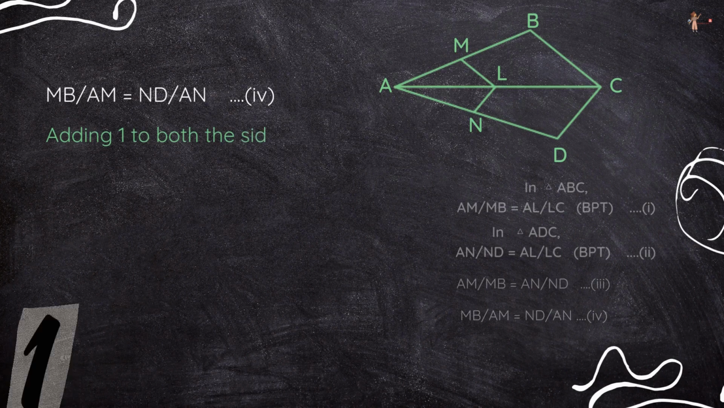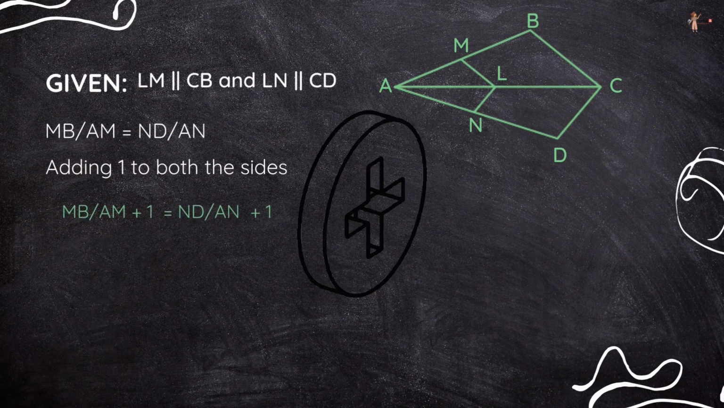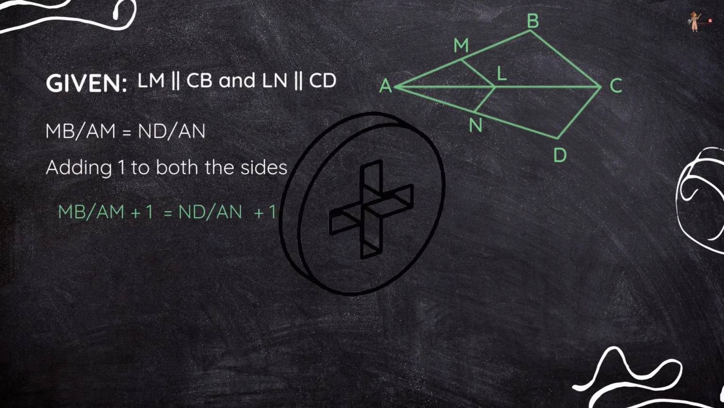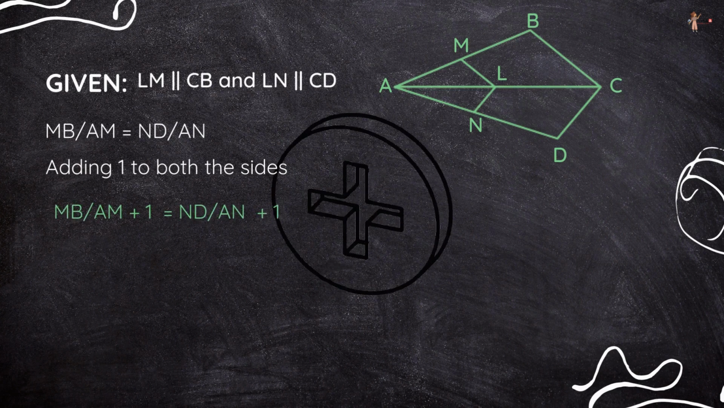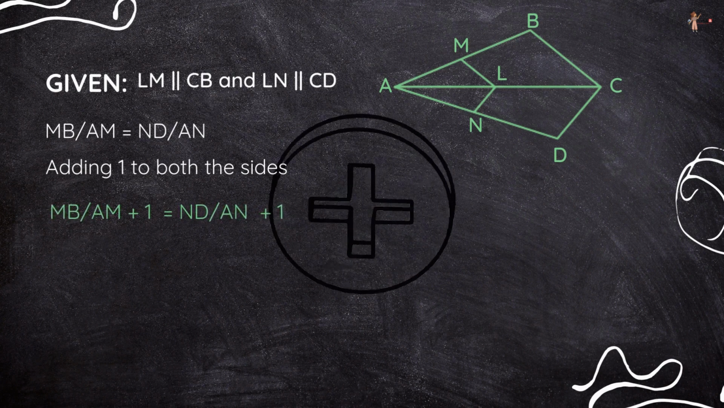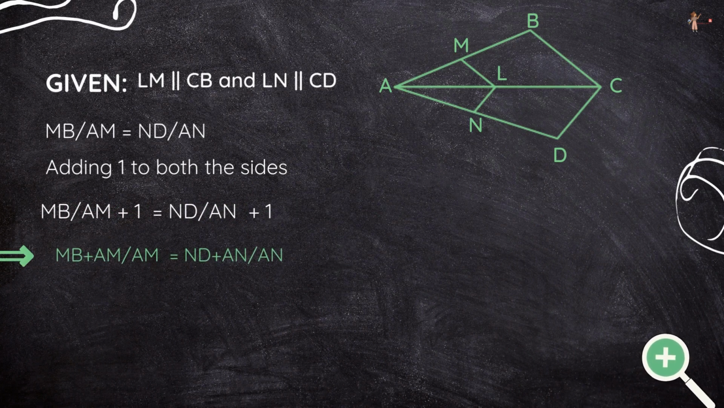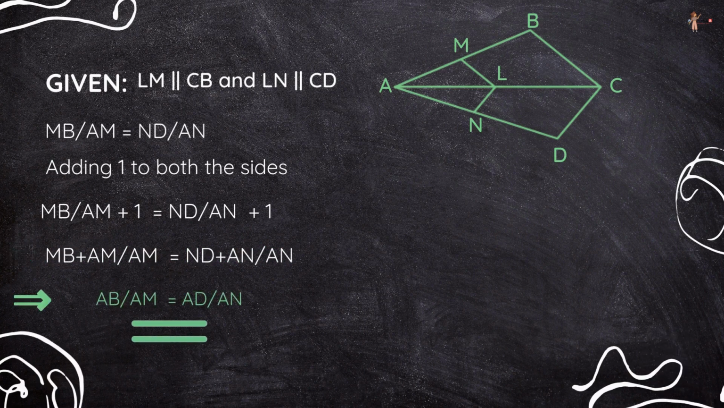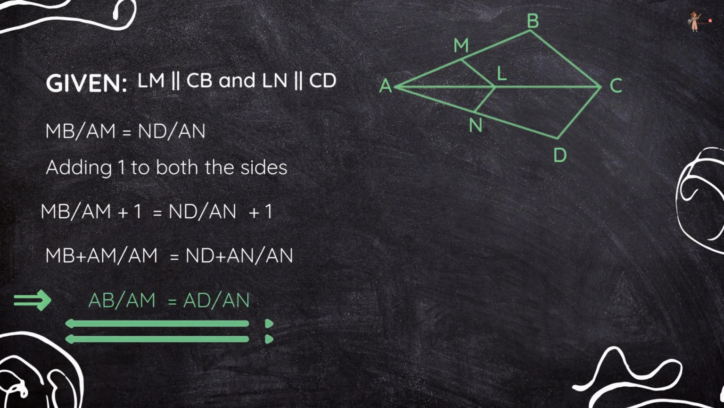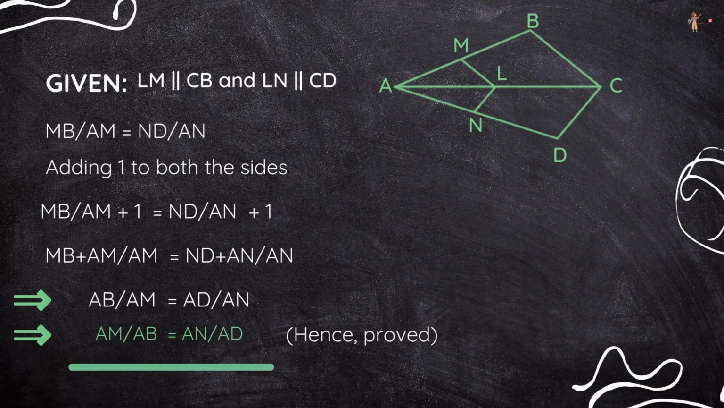Now let's add 1 to both the sides. We get MB upon AM plus 1 is equal to ND upon AN plus 1. Thus we get MB plus AM upon AM is equal to ND plus AN upon AN. So AB upon AM is equal to AD upon AN. Reversing it again, AM upon AB is equal to AN upon AD. This is what we had to prove.